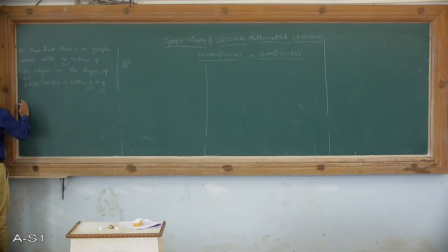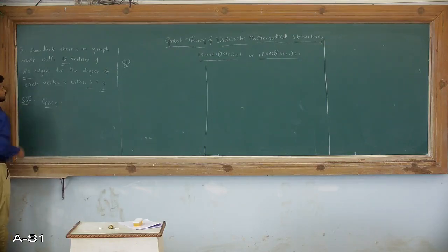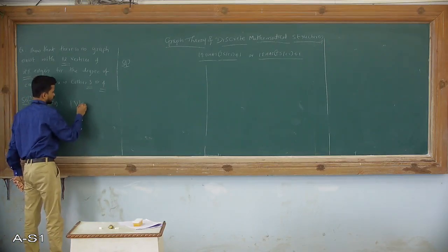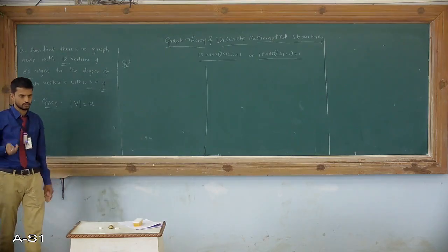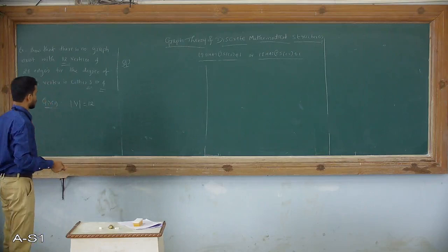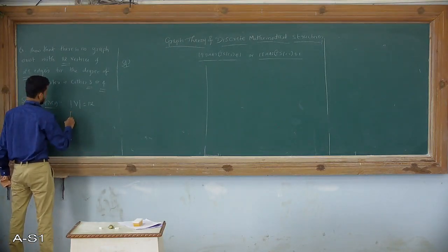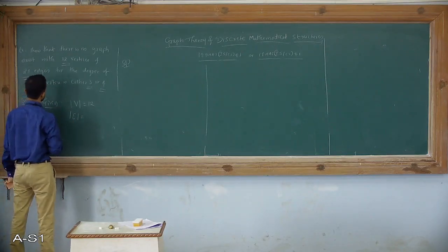Given that the number of vertices is given. Here the cardinality of V is given. The cardinality of V stands for the number of vertices present in the vertex set. Similarly, the cardinality of E is also given, that is the number of edges present in the edge set, which is 28.